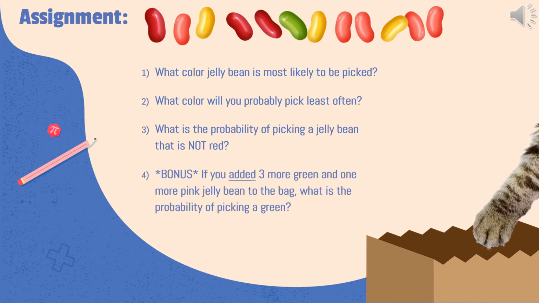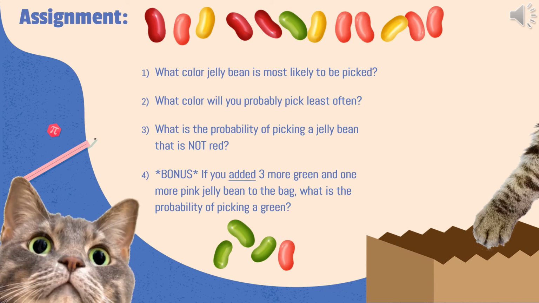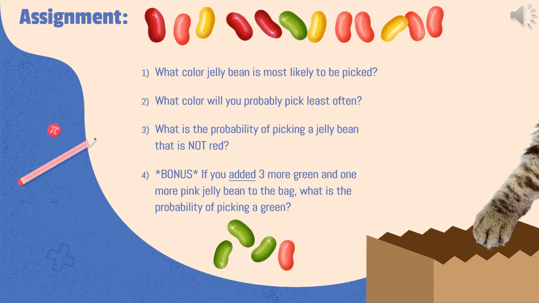Number 4. This is a bonus. If you added 3 more green jelly beans and 1 more pink to the bag, what is the probability of picking a green jelly bean? On this one, remember, it's going to change your total number of jelly beans. I look forward to seeing what you came up with.